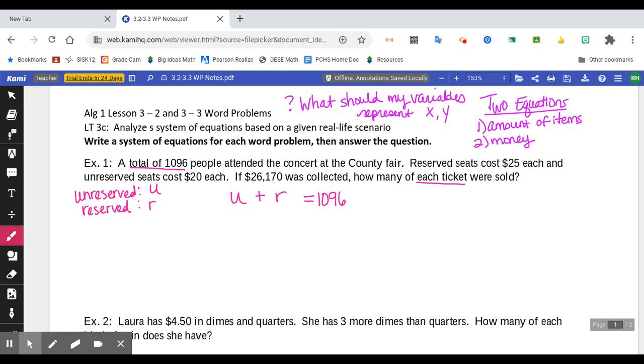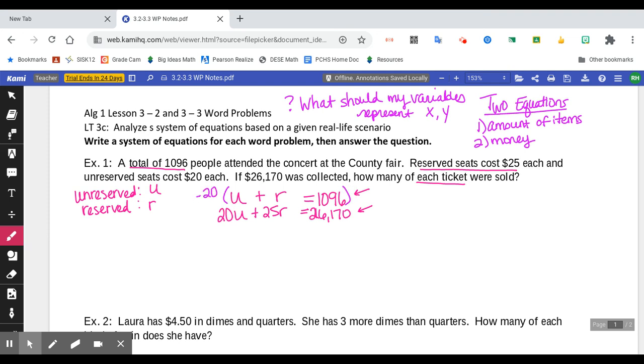The second one then is about your money. So reserved tickets cost $25 each and unreserved cost 20. So I've got 20U plus 25R equals a total of $26,170. Okay, so again, here's one about the amount of items, and here's another one about the total amount of money. Okay, now you can tell that neither one of these are solved for a variable. So in order to solve these, we're going to have to do elimination.